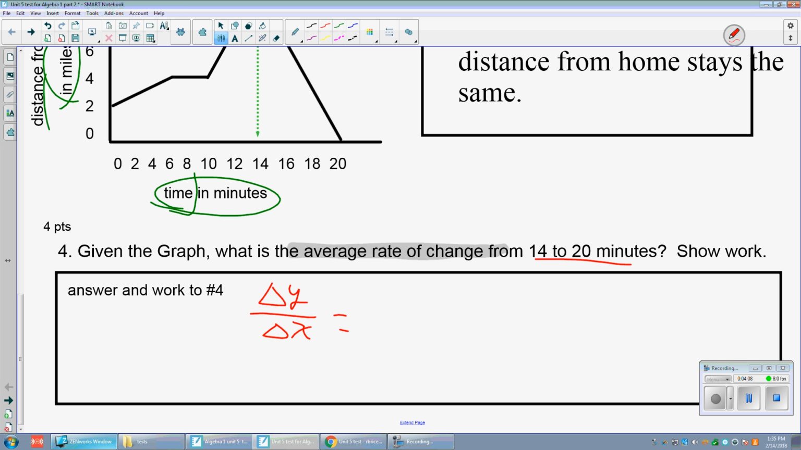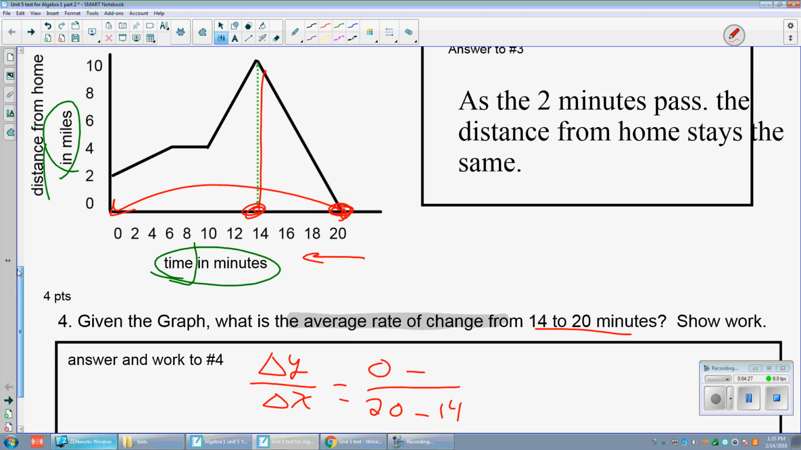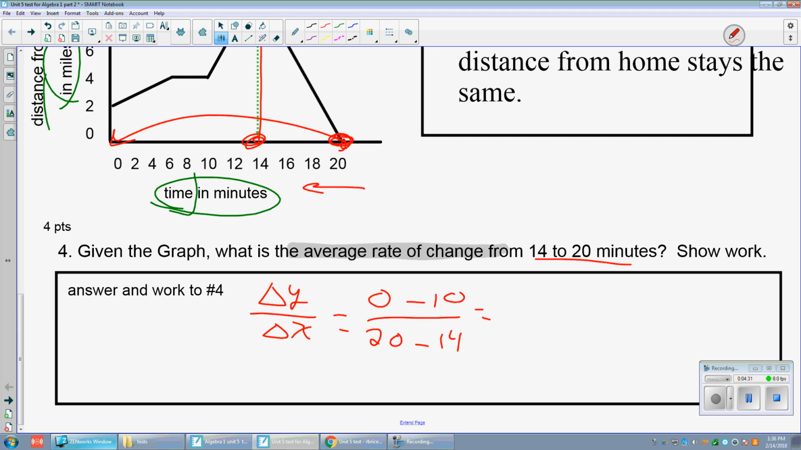So the minutes is on the x-axis, so I can just put that down there, 20 minus 14. And then when I look up here, the 20 value, what's the y number? 0. So I put a 0 there. And the 14, what is the y value? Go right over there. It's 10. So this equals negative 10 over positive 6. So this is a negative number.